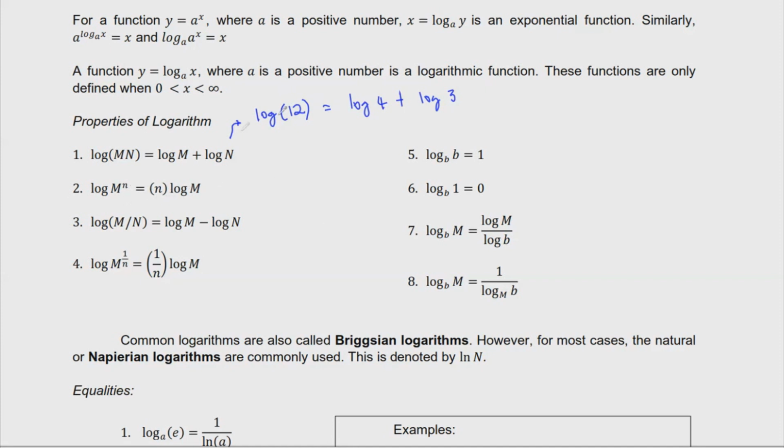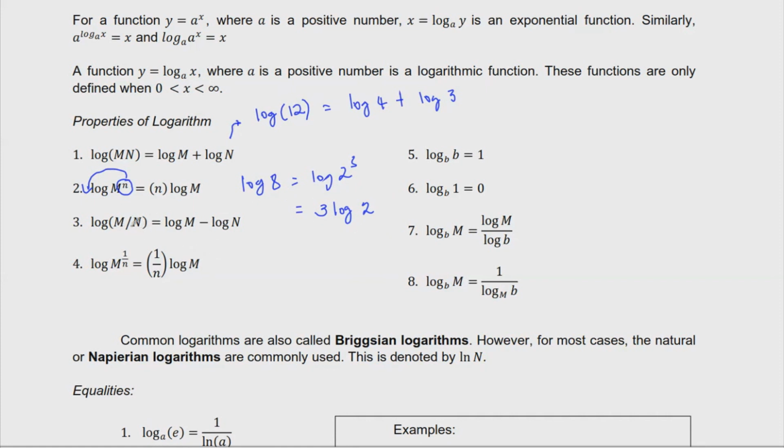Alright, for the next one, we have log of m raised to n. In this property, you can take the exponent and put it in front of the log, meaning it is multiplied. So for example, I have log of 8. I can express this as log of 2 cubed, which is also equal to 8, and then I can also express it as 3 times the logarithm of 2. That's base 10. Okay, so that's it for the second property.